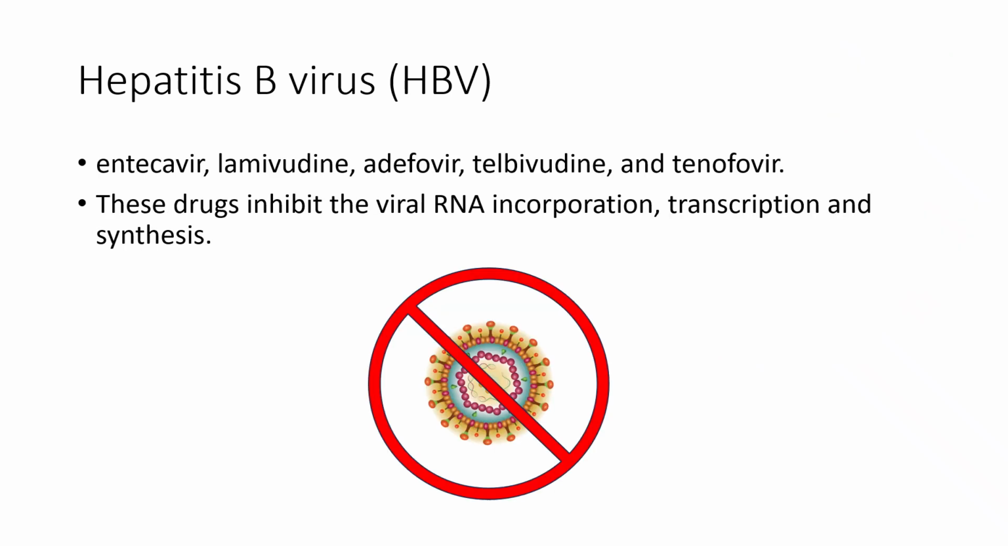Drugs that are effective against hepatitis B viruses include your entecavir, lamivudine, adefovir, telbivudine, and your tenofovir. So these drugs work by inhibiting the viral DNA incorporation into the hepatocyte, which prevents transcription and synthesis.